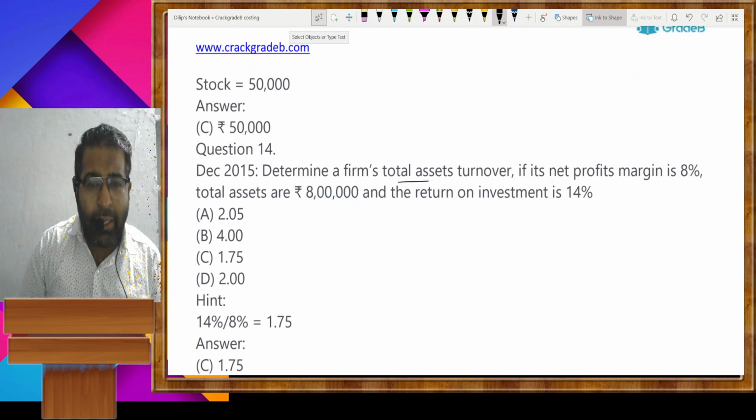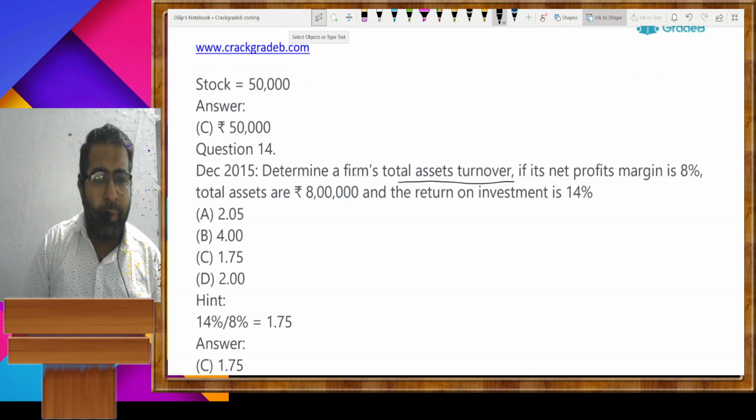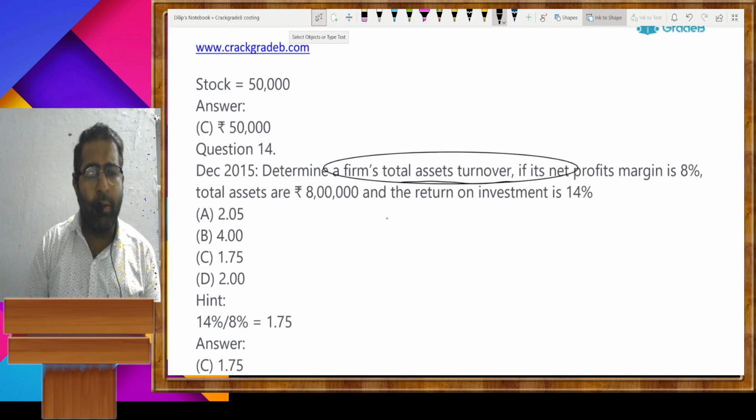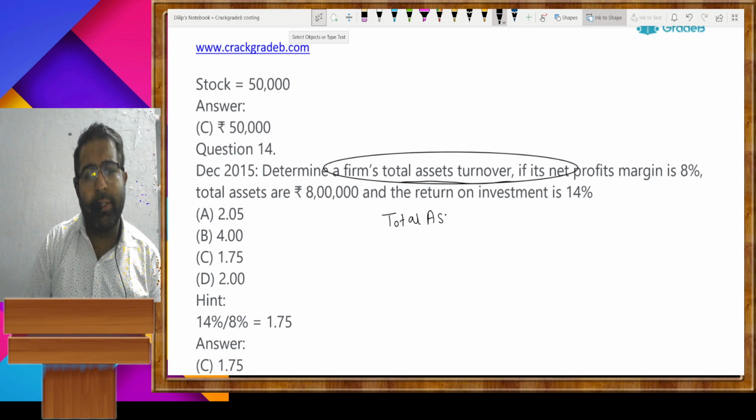If total assets turnover, determine the firm's total assets turnover. What is the formula of total assets turnover? Total assets turnover.